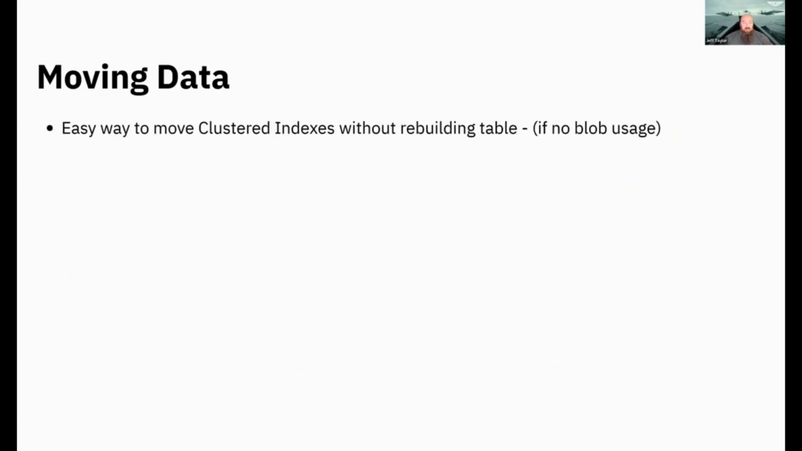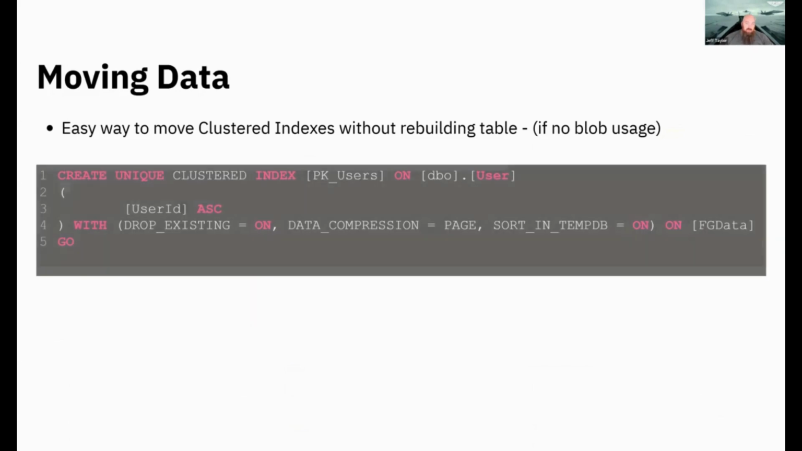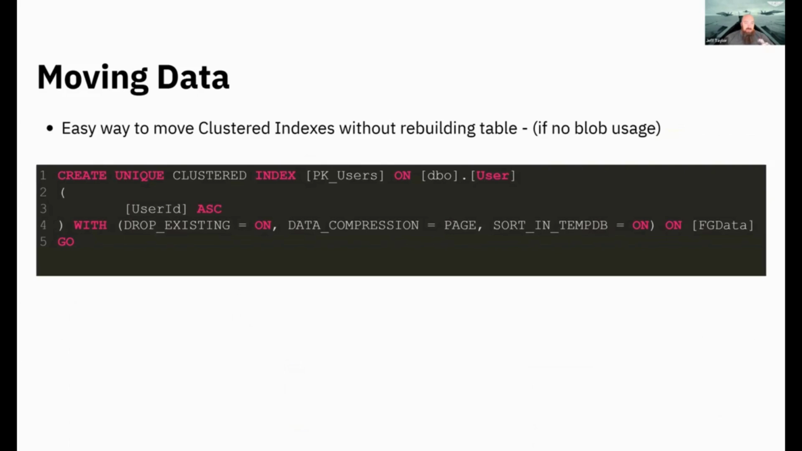An easy way to move clustered indexes without rebuilding the table, if you're not using blob storage, is to use this command: create a unique clustered index, and then you sort in tempdb. You assign it to the proper file group, and you use drop existing on. So essentially what that does is it drops the existing primary key by creating a unique clustered index that allows you to move that under the covers without actually having to rebuild the table, which is really nice. Make sure you go ahead and sort it in tempdb as well. And obviously put it on FG data.